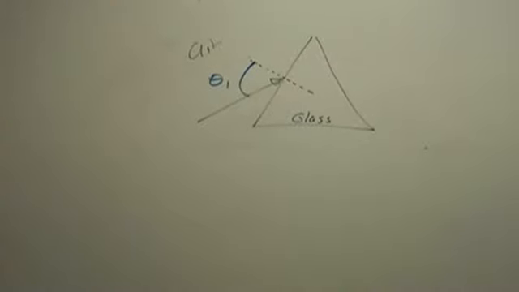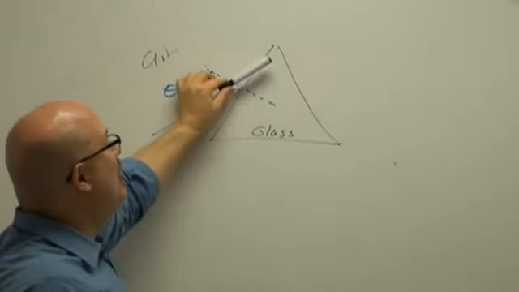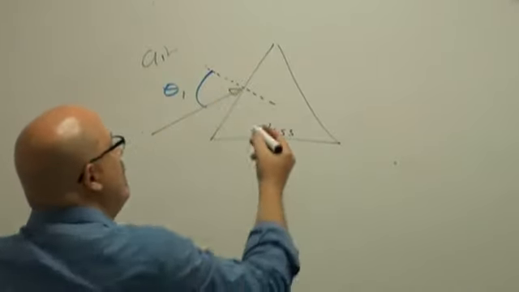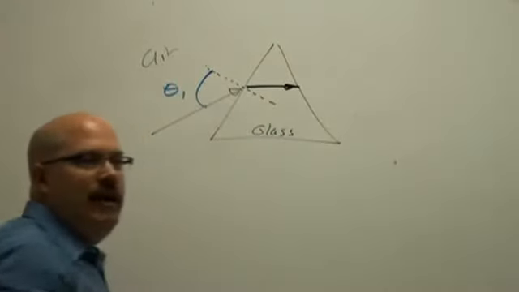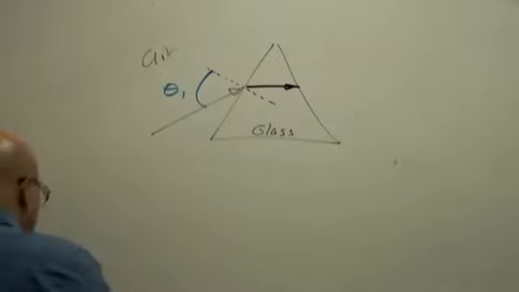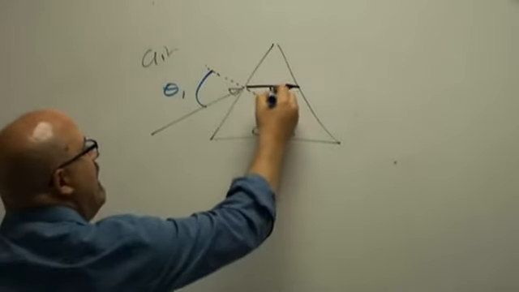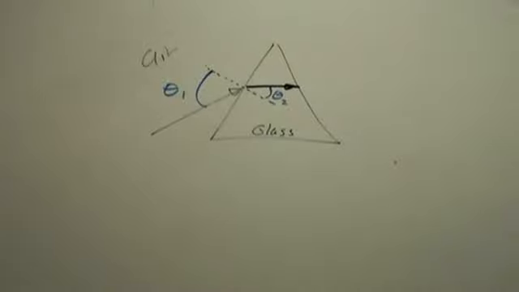Okay, where to from here? Instead of going straight, it's going to go toward the normal. Very good. So it's going to look something like that. Now yours may be a little higher or a little lower. It doesn't really matter. What's important is that your theta 2 is smaller than theta 1.